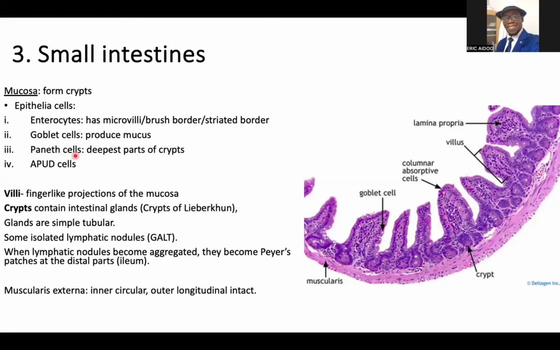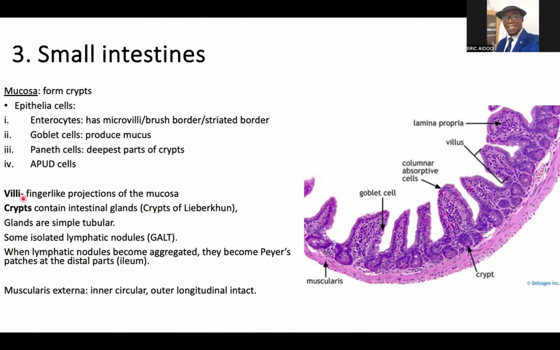Then you have Paneth cells, which will occupy the deepest parts, the crypts. Remember the chief cells in the stomach? Okay. And these are the APUD cells. You should know the full name by now: amine precursor uptake decarboxylation.